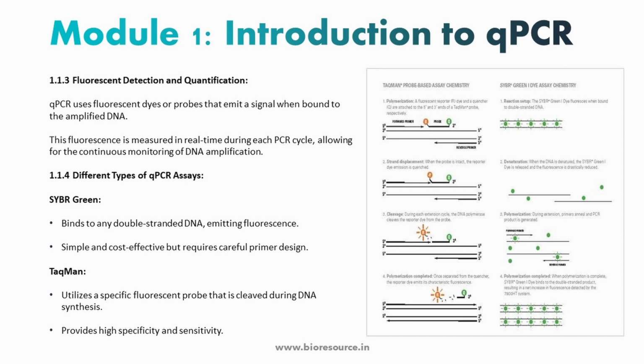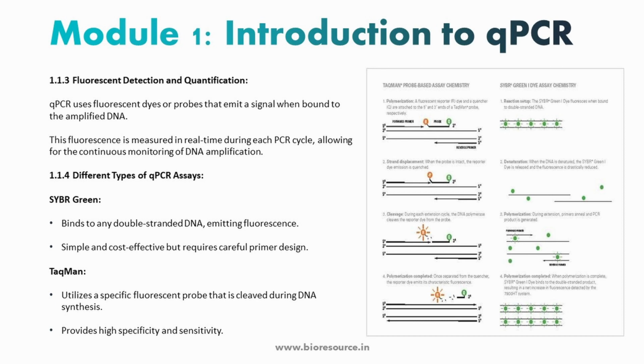So that is the basic principle of probe-based chemistry and SYBR based chemistry. The SYBR binds to any double-stranded DNA emitting fluorescence, which is simple and cost-effective, but it requires careful primer design because it can bind to any double-stranded DNA. So even the primer dimer can get detected during this phase. So that can lead to a false result. So careful primer design consideration is required for SYBR based chemistry.